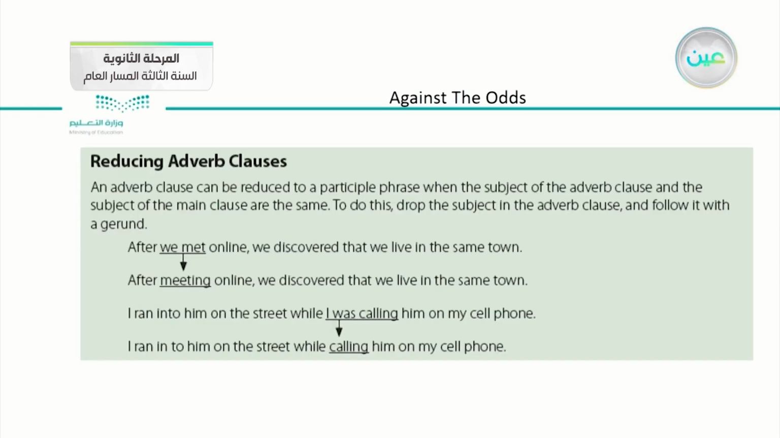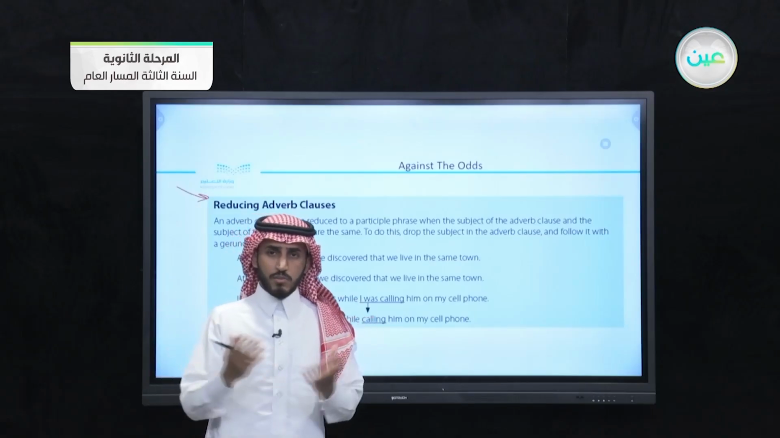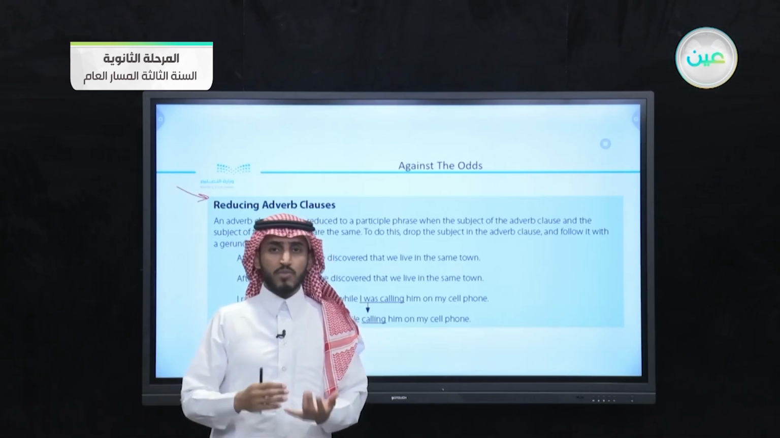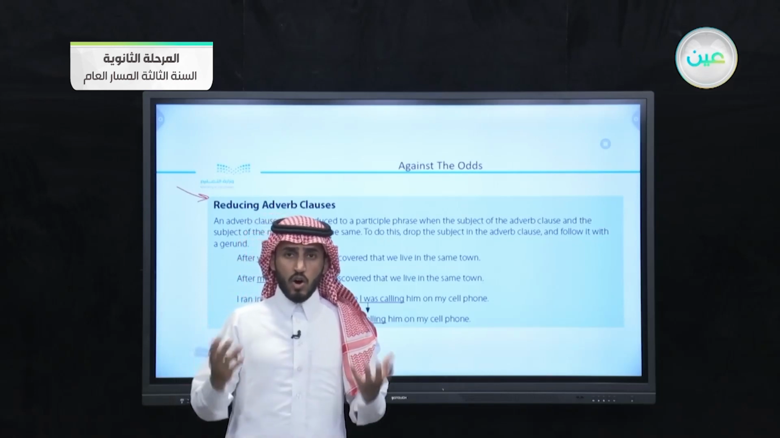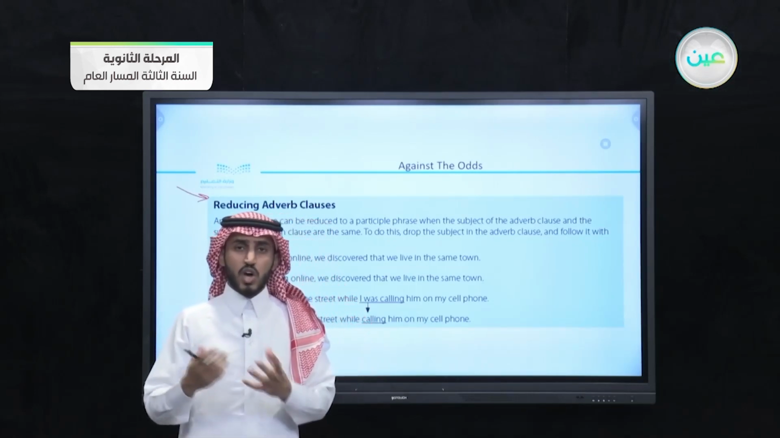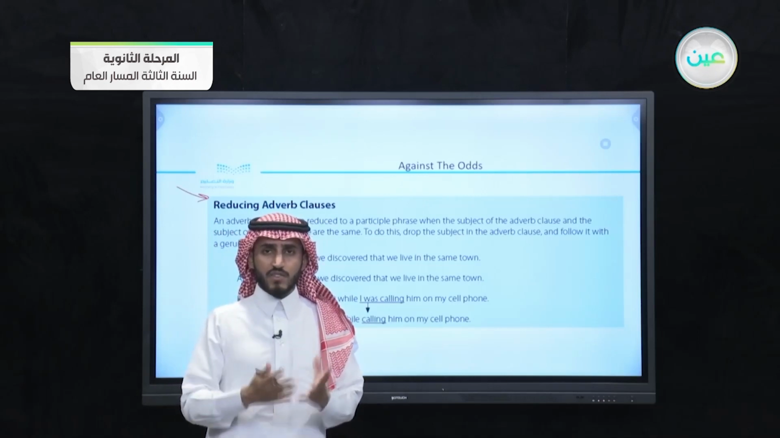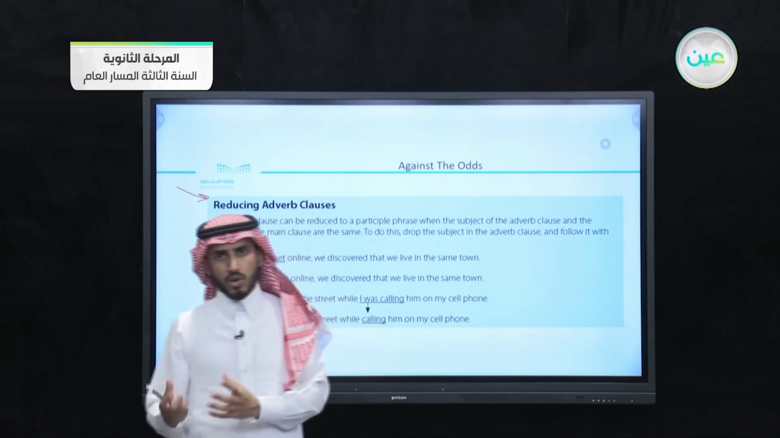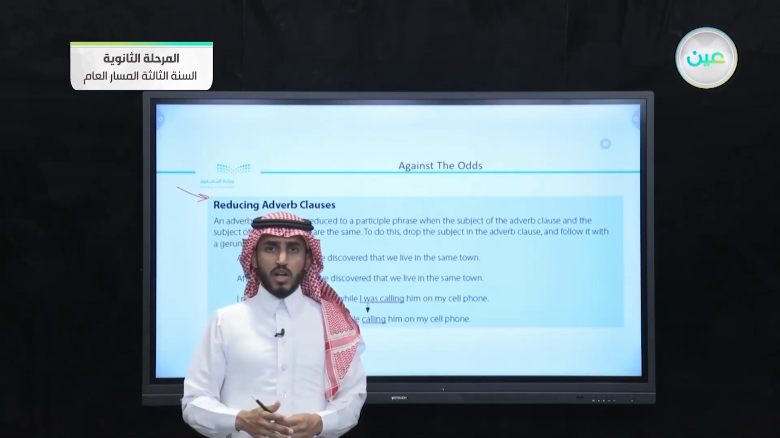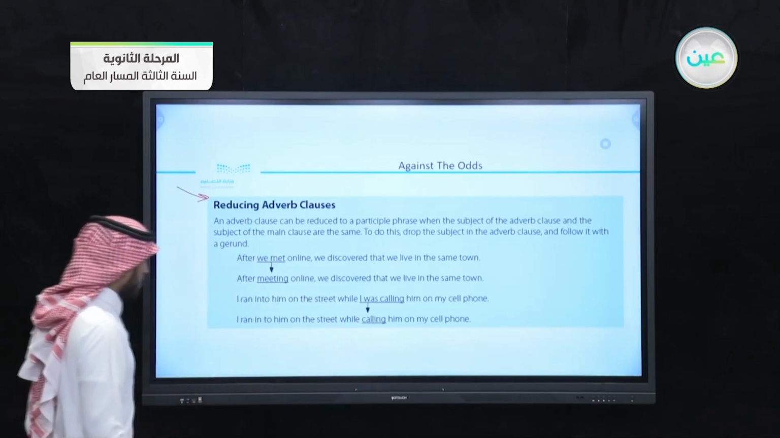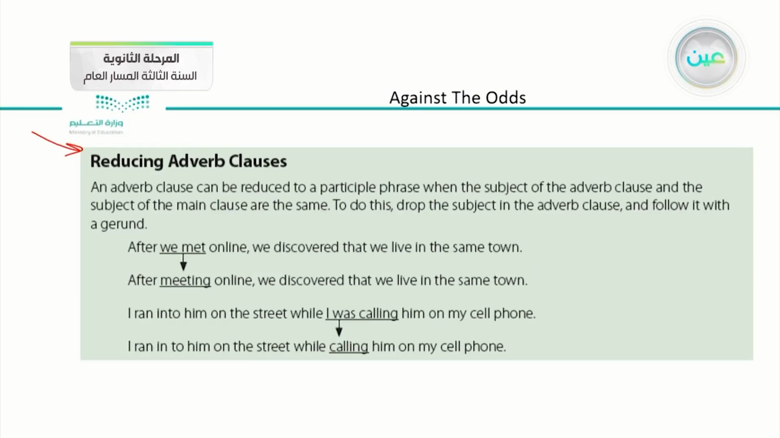Then we moved to the second part of our lesson, which is reducing adverb clauses. We talked about the adverb clause, and we said that the adverb clause usually starts with words like while, after, before, when, if. All these words are examples of how the adverb clause starts. The adverb clause could be at the beginning of the sentence or in the middle of the sentence. For example, we have here after we met online.